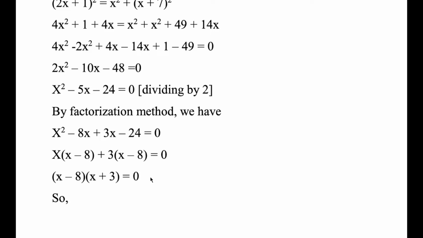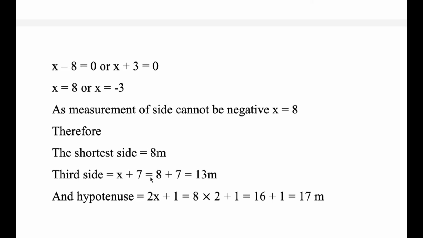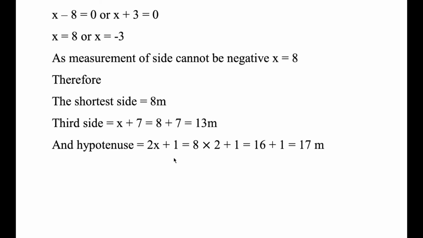So values will be either 8 or minus 3. So as measurement cannot be negative, we have to take only 8. So shortest side will be 8 meter. Third side x plus 7, that is 8 plus 7 is equal to 13 meter. Hypotenuse will be 2x plus 1, that comes to 17 meter.